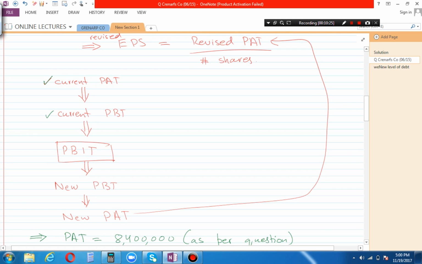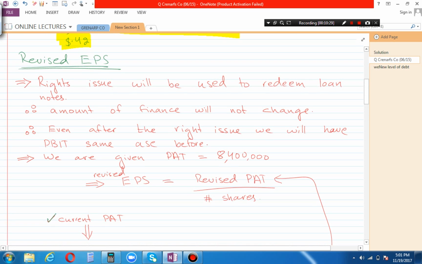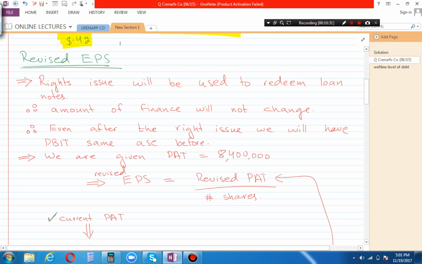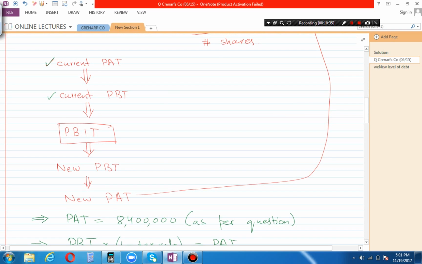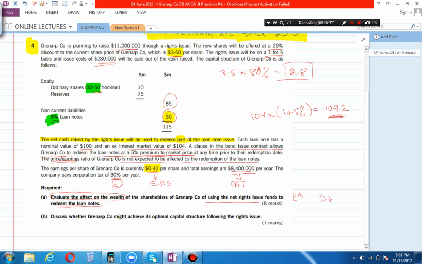Well, to calculate our revised EPS, I have drawn a diagram for you that you don't have to make in the exam. Anything in red in this question, you don't have to write it in the exam. It is just for your understanding, right? In our question, the current profit after tax was 8.4 million, 8,400,000. This is the current profit after tax.